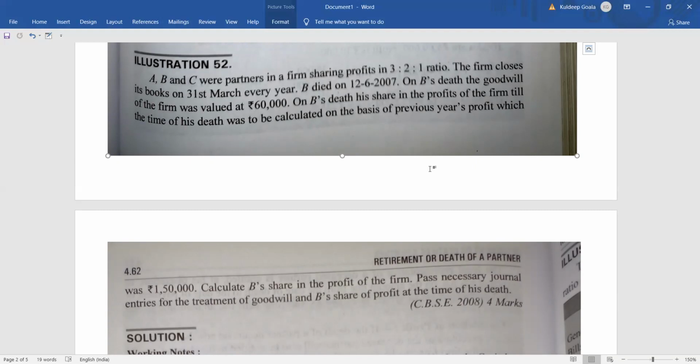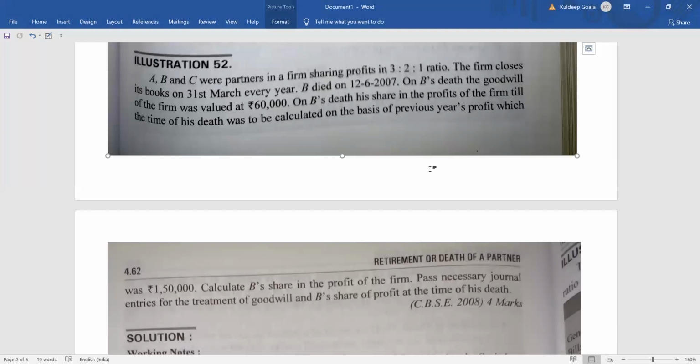So on B's death, the goodwill of the firm was valued at how much? 60,000. So we have got goodwill here. The value of the goodwill was 60,000. We will find out B's share, and accordingly we'll do. On B's death, his share in the profit of the firm till the time of death was to be calculated on the basis of previous year's profit, which was 1,50,000. Okay, and B's share will be given on the basis of previous year's profit. The previous year's profit was 1,50,000. Okay, and what is given here? Calculate B's share in the profit of the firm.